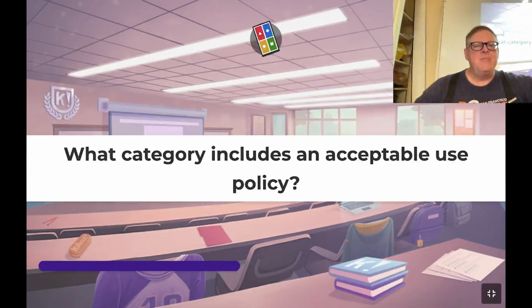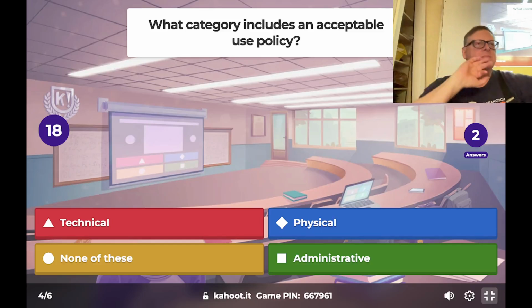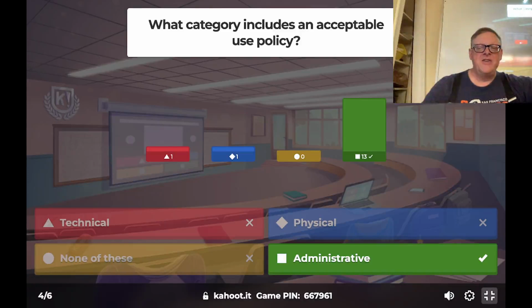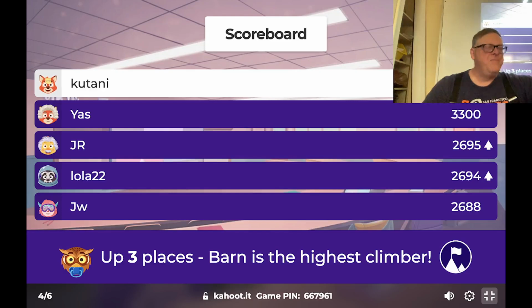All right, how about an acceptable use policy? That's also why these things are extra credit. You don't have to do them because they're not incredibly fair. So administrative, that's good. That's administrative. There's a policy, but there's nothing actually preventing you from breaking the policy.